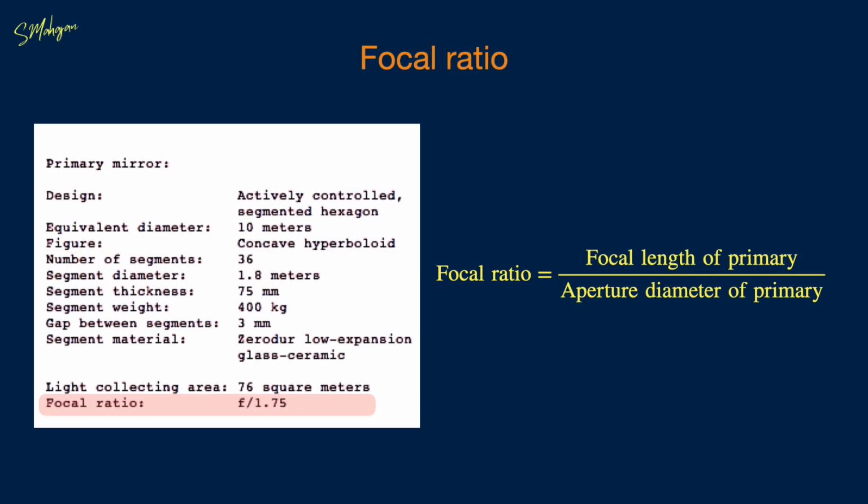Another interesting term in terms of telescopic optics is the focal ratio. This is the ratio of the focal length of the primary to the aperture diameter of the primary, where the primary is the mirror or lens which forms the image in a telescope. Here, for instance, are the specifications for the Hubble Space Telescope, which mention its focal ratio as f/1.75.